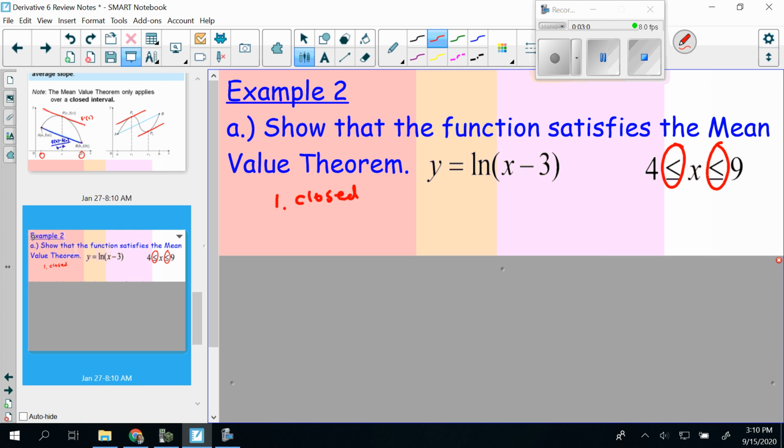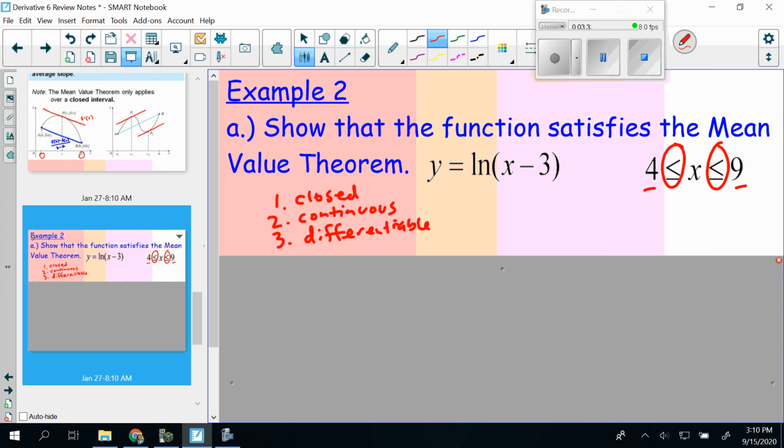Is it continuous? Well, we've got to be careful with natural log. There are certain values where natural log doesn't work. But if we're going from 4 to 9, any number we plug in between 4 and 9 here keeps the number that we're taking the log of bigger than at least 1 here. And so we can do logs of any positive value. So it is continuous. And finally, is it differentiable?